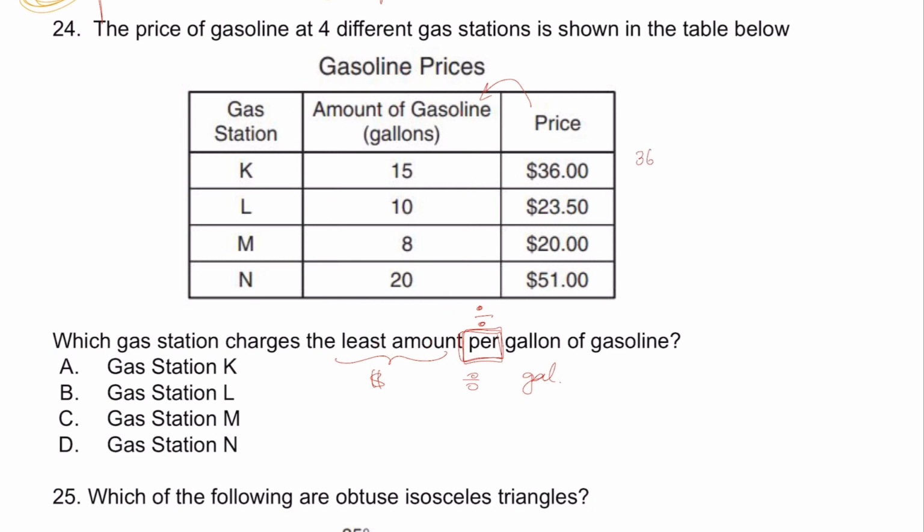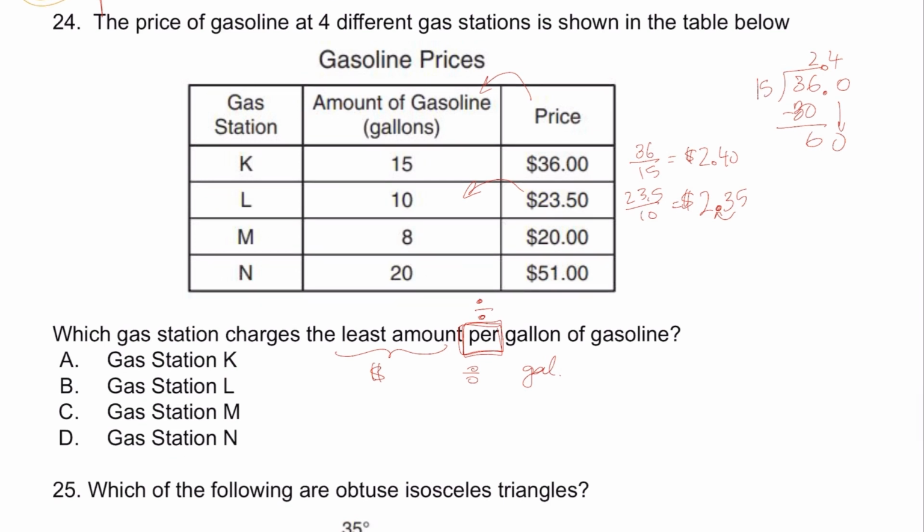So you do 36 divided by 15. And when you do 36 divided by 15, you get 2. You have 6 remaining, so put another 0. 15 went 4 times, so this would be 2.40. To do the same thing for station L, you have to divide 23.5 over 10. And here you can just move the decimal point to the left, and you get 2.35. So far, station L is winning.